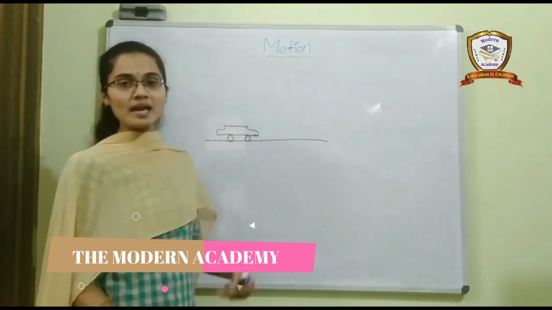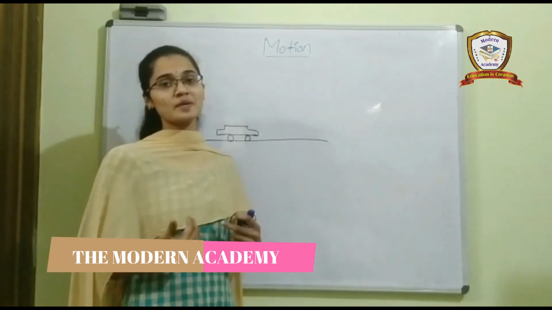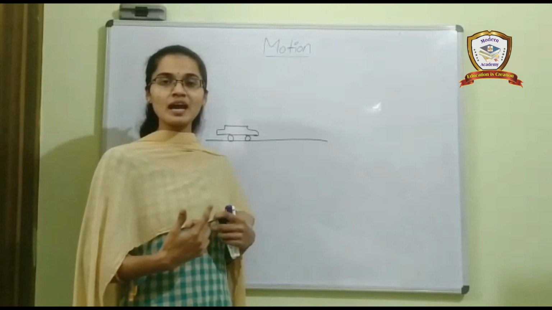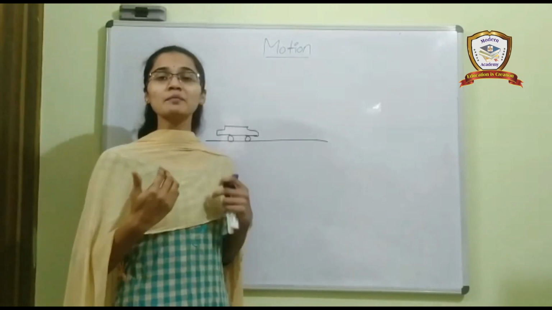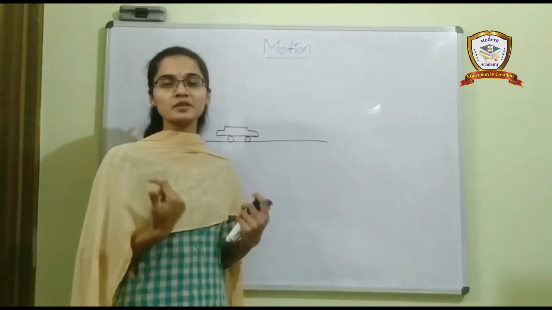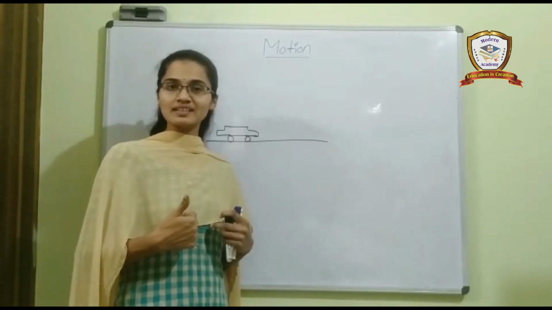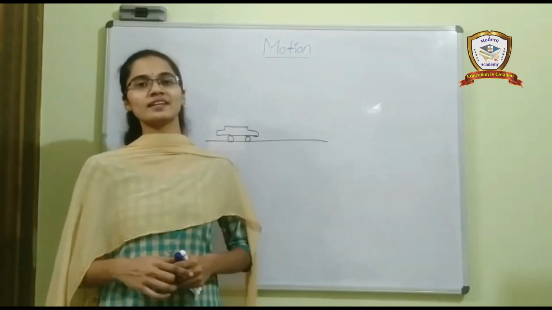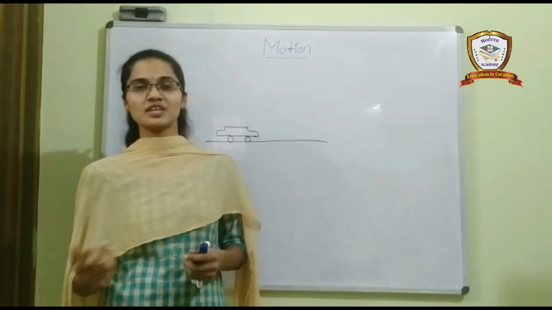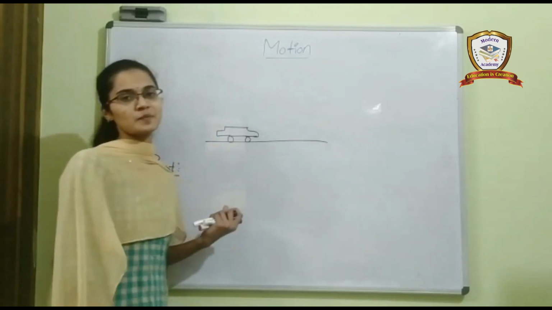For example, I am standing here. I am not changing my position with respect to this room, and also time. The time is changing, 1 second, 2 seconds, 3 seconds like that. But I am not changing my position with respect to this room. So that means I am at rest. Some more examples: a book lying on a table, a bench, a pen and a chair. These are all examples of rest.